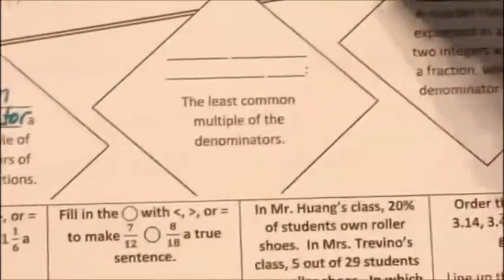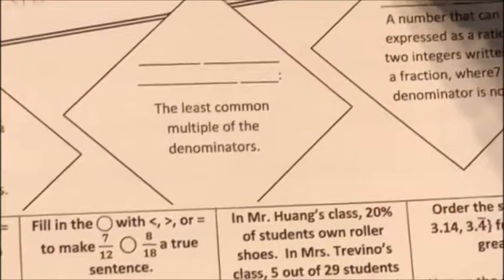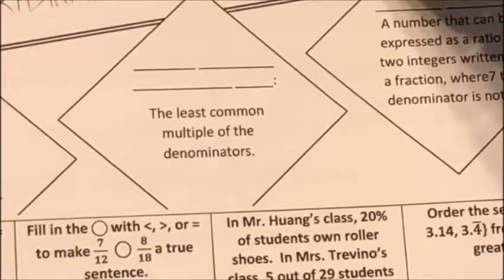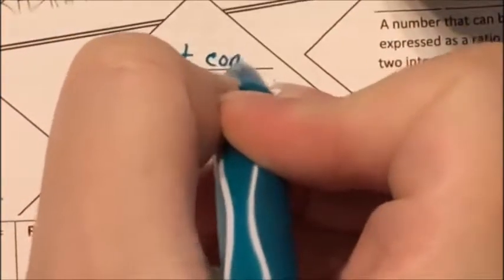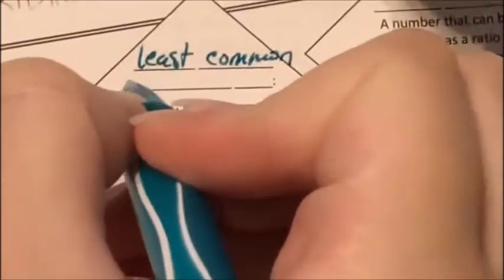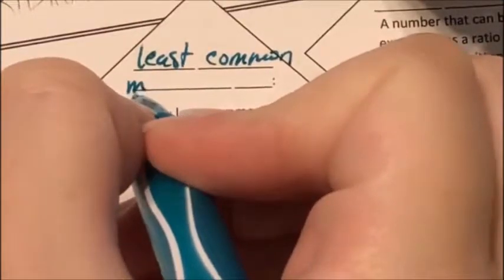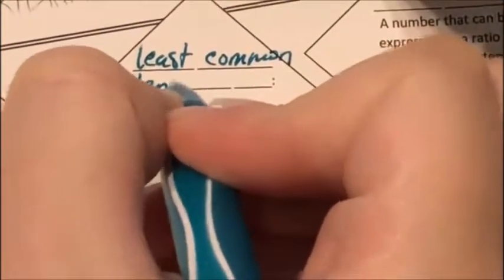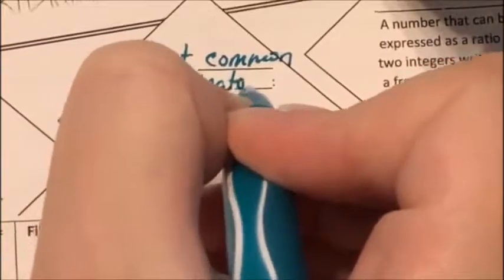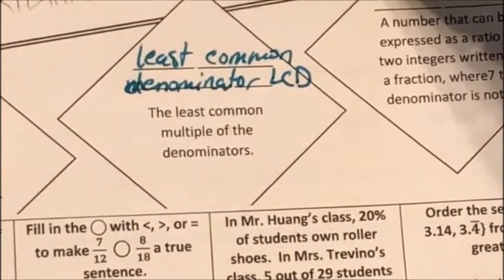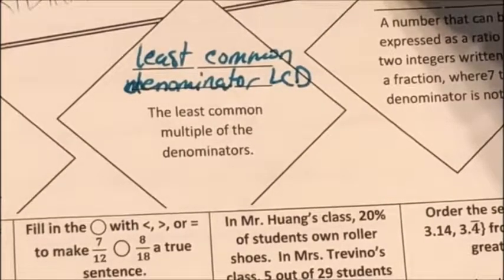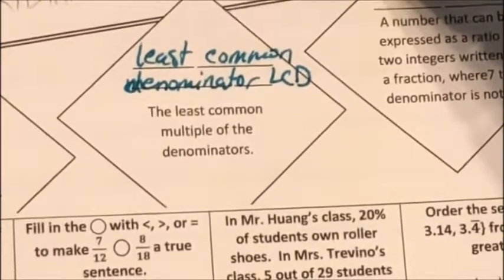In the next diamond, it says blank, blank, blank, blank, the least common multiple of the denominators. In those blanks, you're going to write least common denominator, LCD. Okay, so least common denominator, LCD, so least common multiple of the denominators.